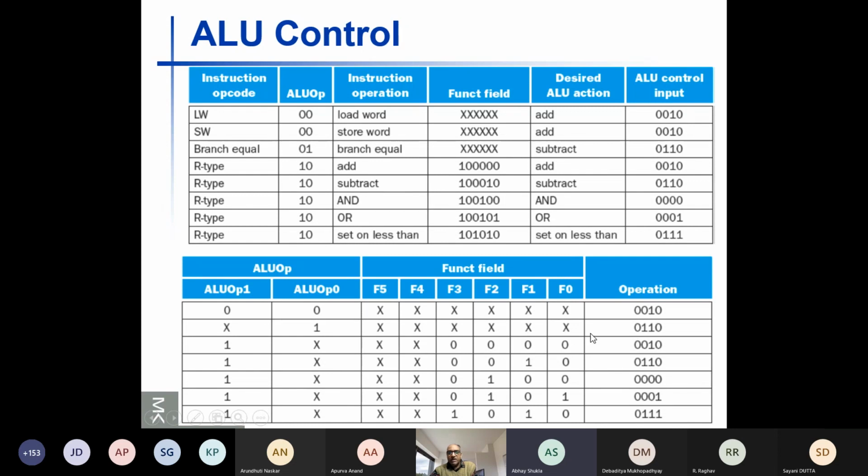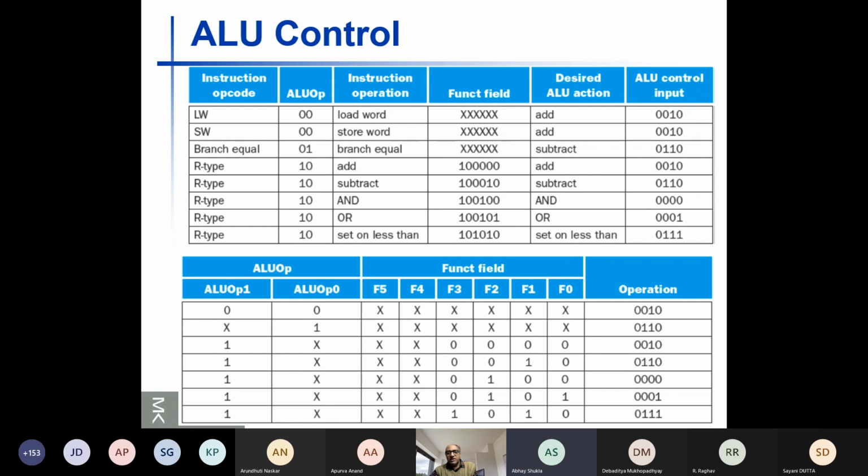And once we have the truth table, these are the 8 inputs, the first 8 columns are the inputs, and the 4-bit operation is the output. So there are 8 inputs and 4 outputs. With this you can design the ALU controller, because there are lots of don't cares, so you can simplify the circuitry very effectively. So this way the ALU controller will be generated, right?